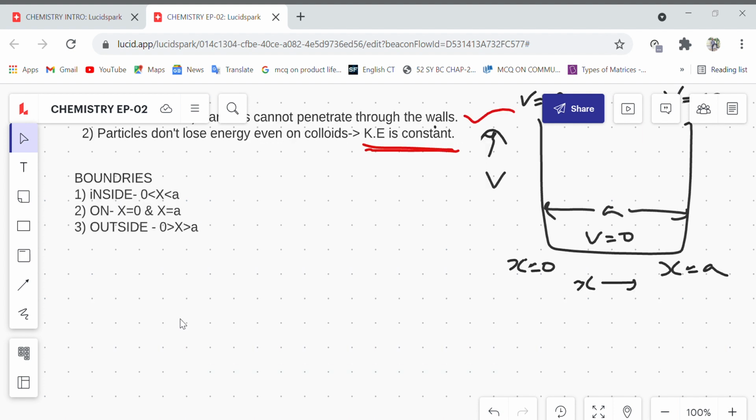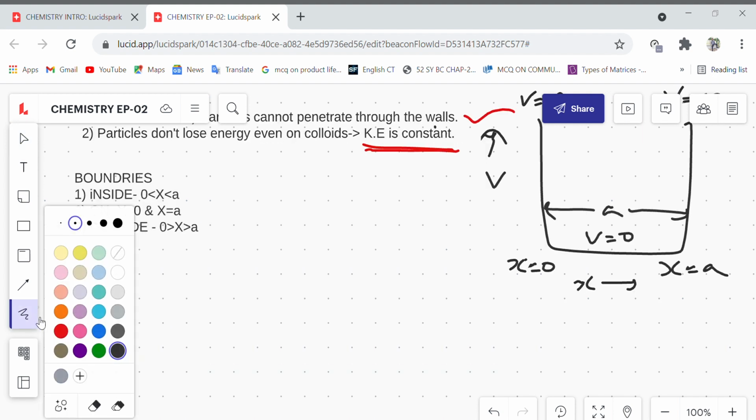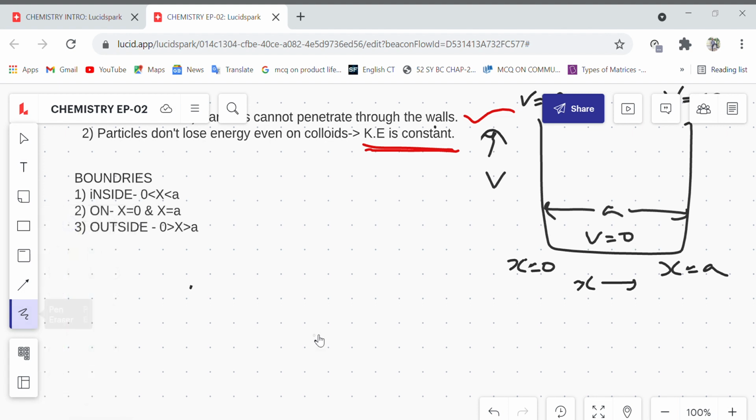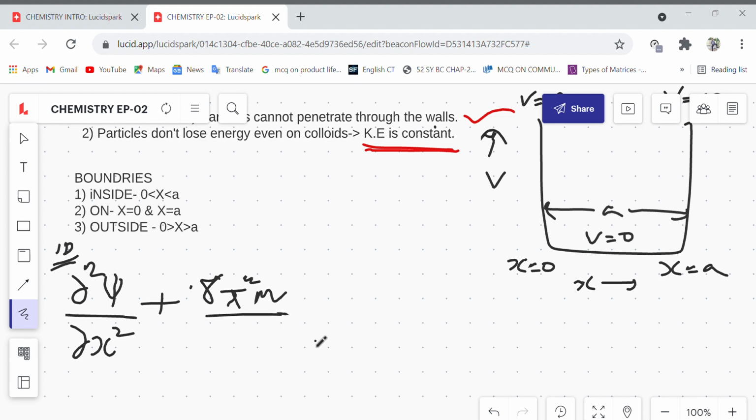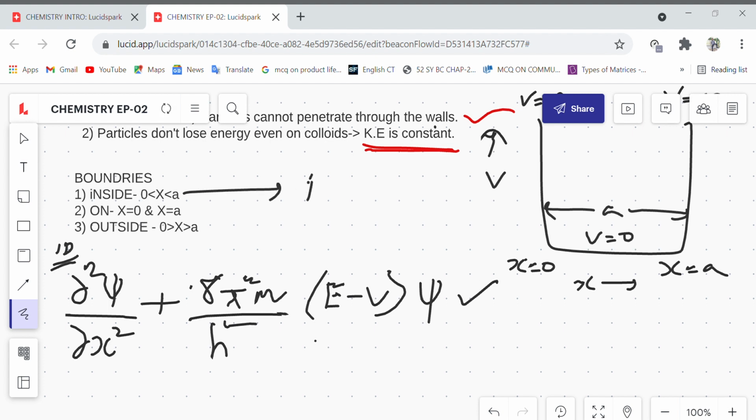Now let me again write down the Schrodinger wave equation. It is the Schrodinger wave equation in one dimension: dou square psi by dou x square plus 8 pi square m by h square whole into (E minus V) whole into psi. So let's take the first case, that is inside the box.